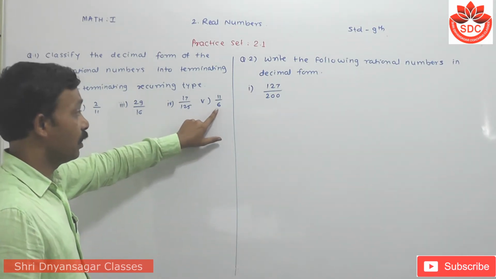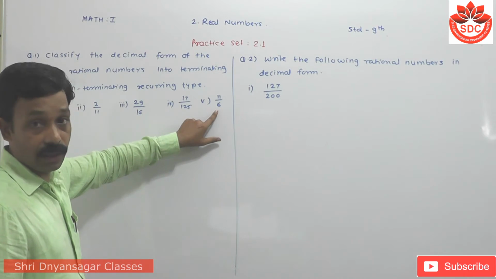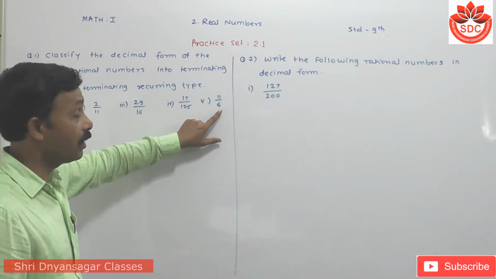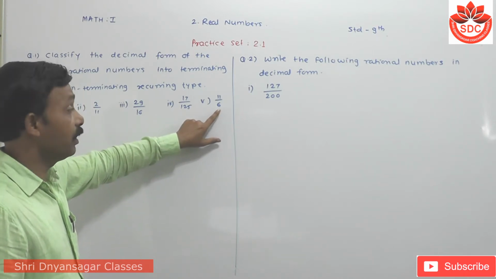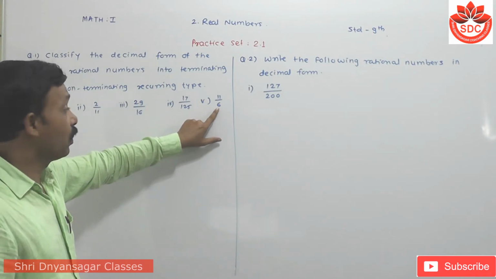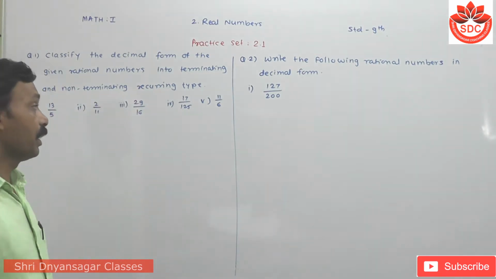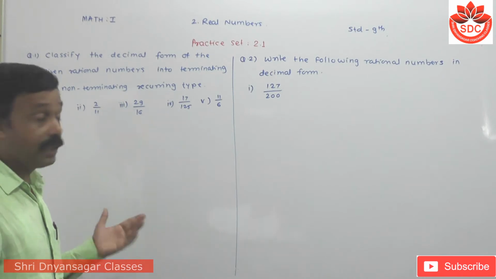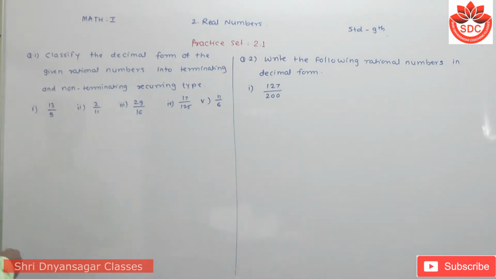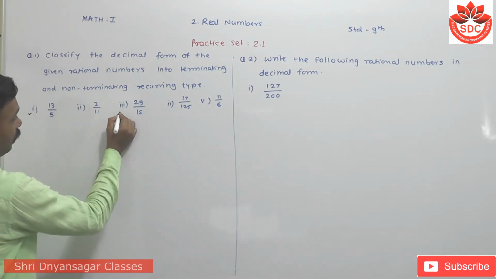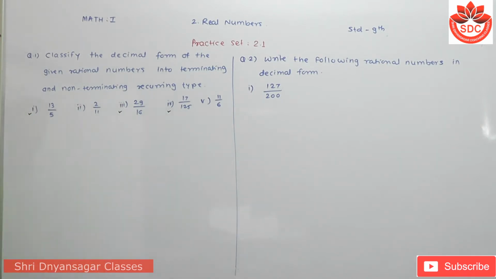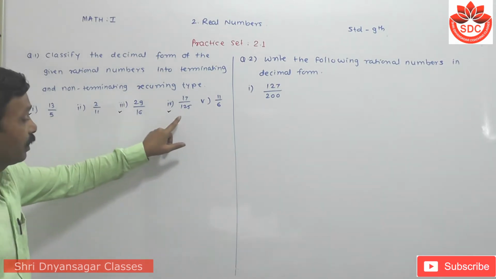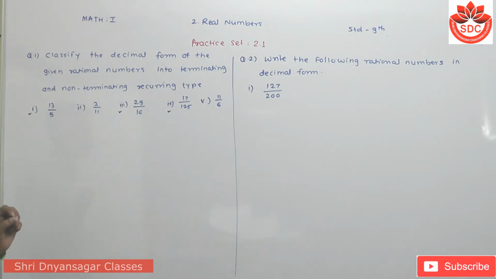Then this has the prime factors 2 and 3, meaning that 3 is present here, so this is also a non-terminating recurring type number. So we have to write the answer such that sub question number first, then third, and then fourth are terminating type because their denominators are the prime factors of 2 or 5.